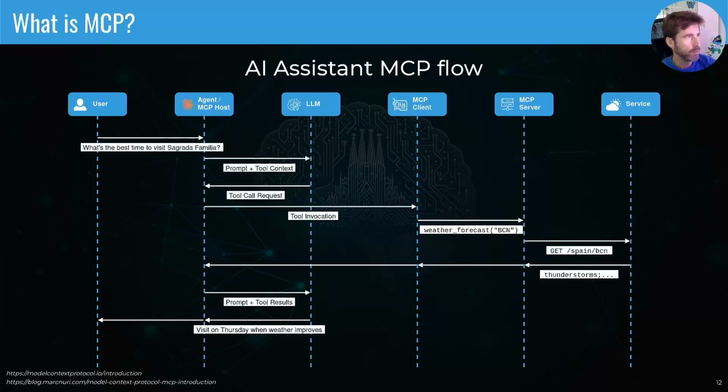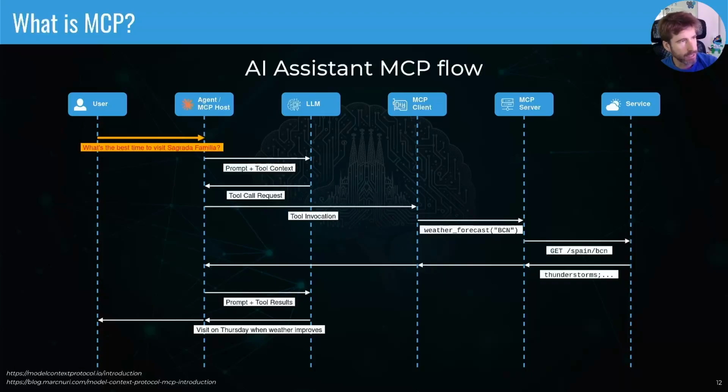interact between them. So we had before this interaction from a user, in this case me, which I was asking the assistant, what's the best time to visit Sagrada Familia? So I type this in my interface and send this to the assistant, which in this case is the MCP host, which will be acting as the main orchestrator.